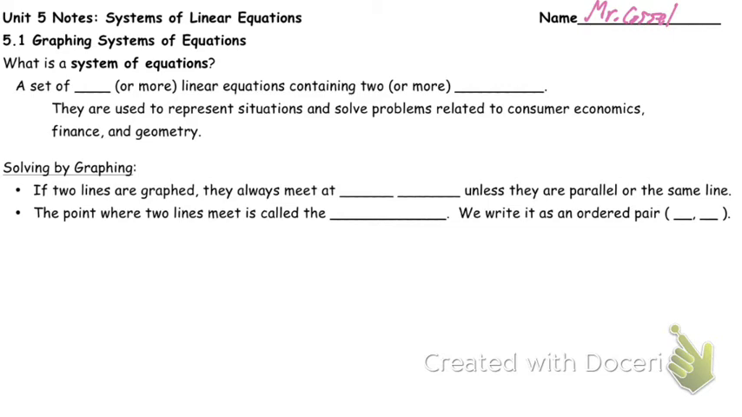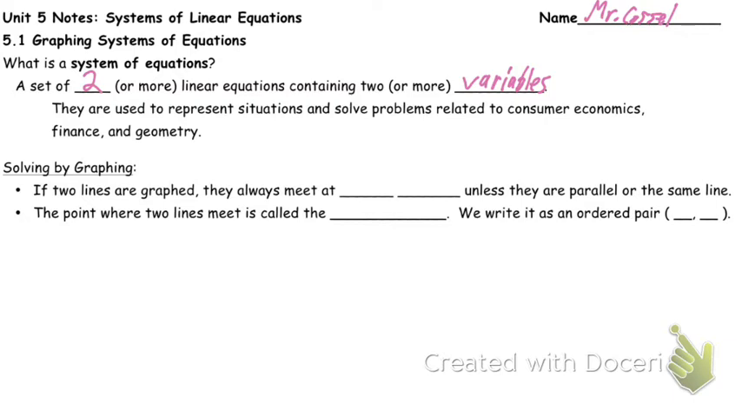But what is a system of equations? Okay, well, a system of equations is going to be a set of two or more linear equations containing two or more variables. Can it just be two? Nope. Because it could be 3 or 4 or 5 or 6 or 7 or continue on.